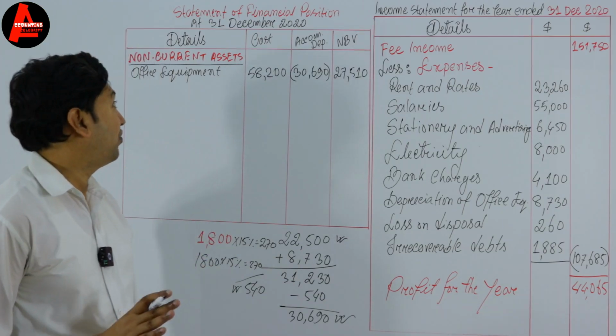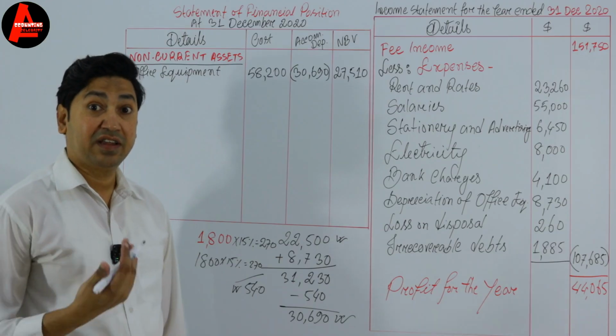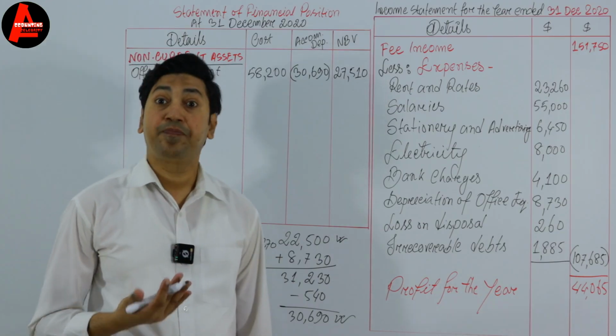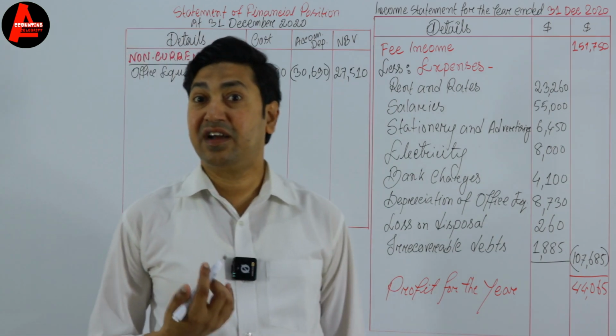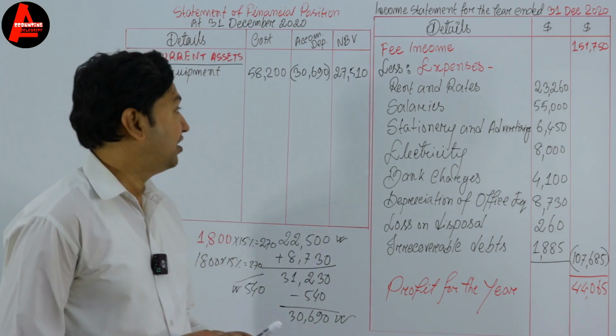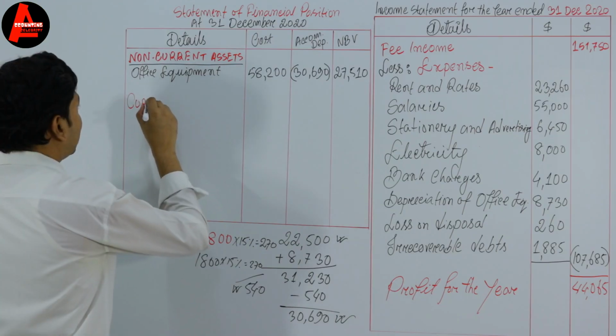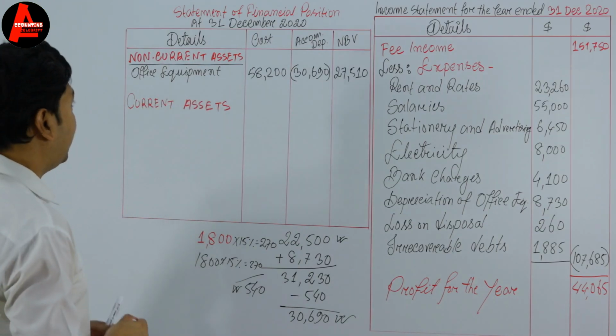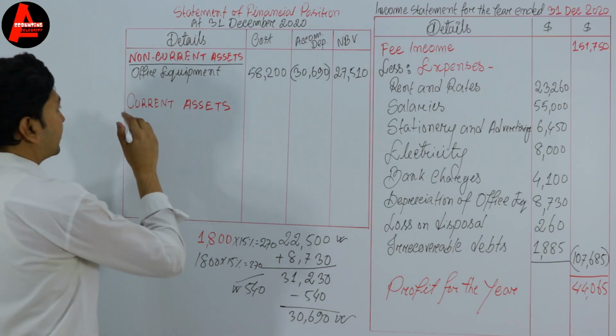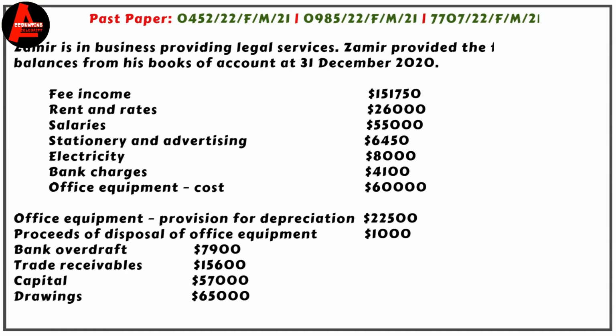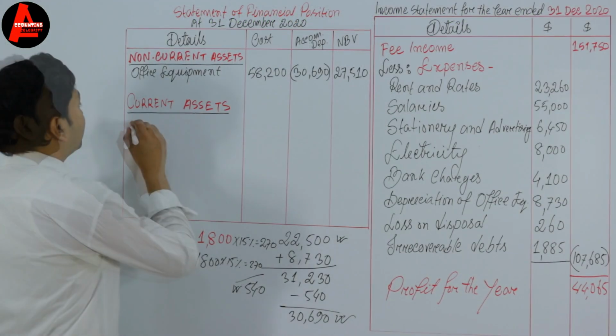Okay, so now what to do? Now we will write the second section. What is the second section in the balance sheet? It is the current asset section. So let us write here current asset. So here what are our current assets? We have on the question trade receivables. Yes, it is our current asset. We see here $15,600. Okay, so let us write here trade receivables.